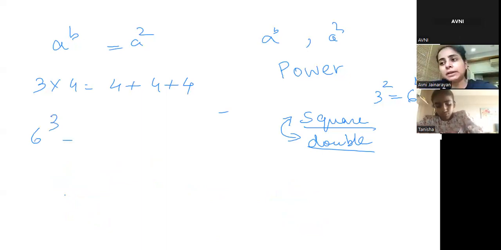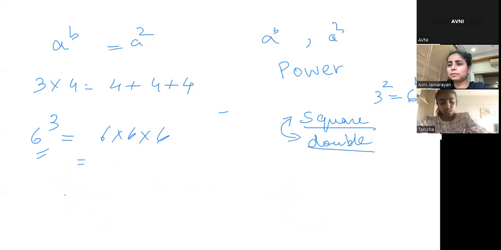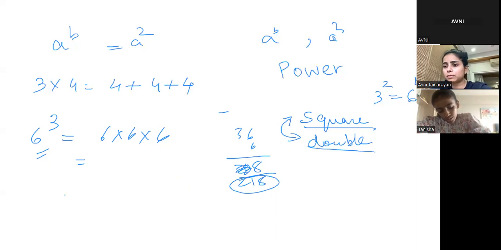Come on, tell me. I will write it for you. We will solve together, Tanisha. You tell me, I will write. What should I do next? 6 into 6 into 6. Okay. Now 36 into 6 is 216. Sorry, see, errors. 216. Okay.